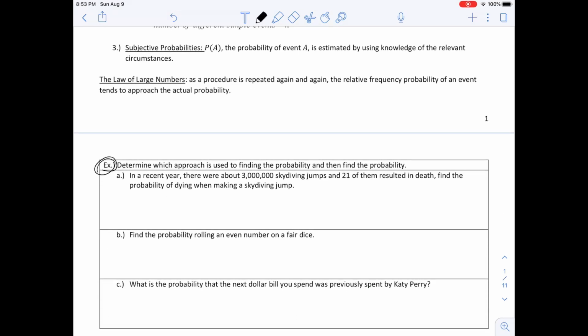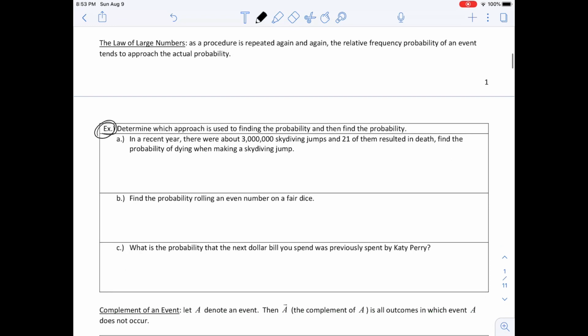And then the third one we have, which is not as large of a use for us in this class, is called subjective probabilities. The probability of event A is estimated by using just knowledge of a relevant circumstance. So you're going to have to just use your own judgment. This is difficult for me to grade, and that's why it's not really useful to be used in a class.